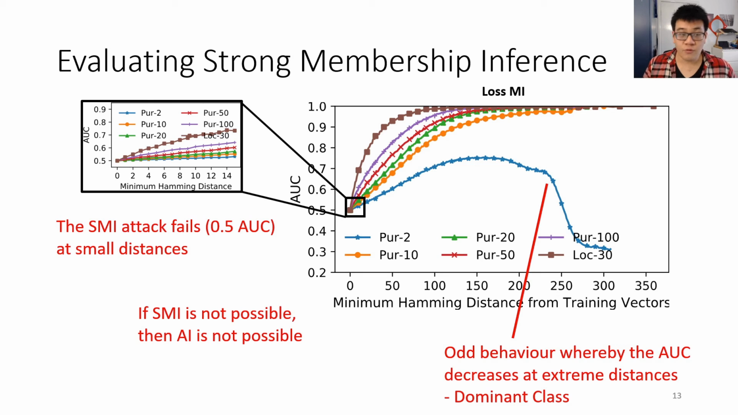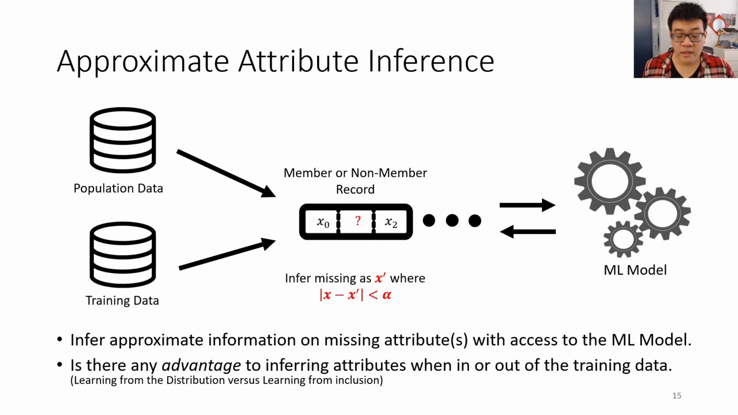Now, the other elephant in the room is this blue line here. Its AUC does go back down at very far distances, but we look at that further in the paper and find it is due to dominant classes. If strong membership inference is not possible, as a consequence, attribute inference is not possible. However, that's if you're matching exactly.